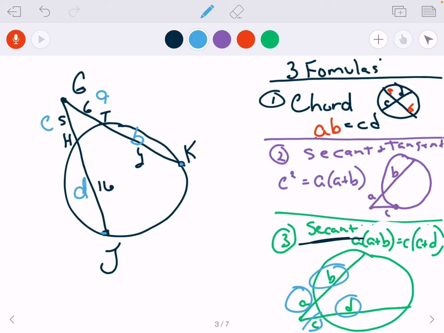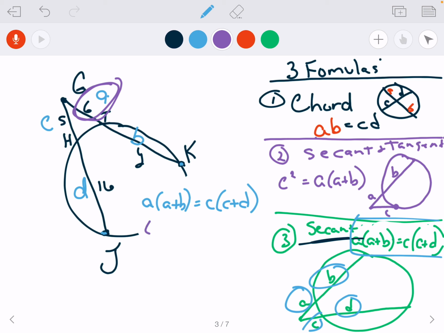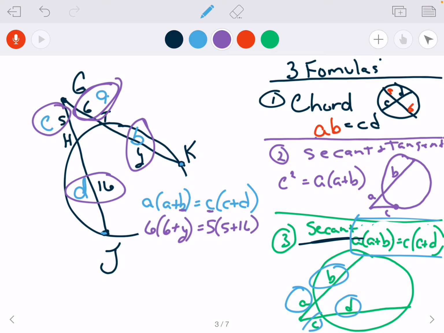So the formula I'm going to use is over here. I'm going to just take away the circle a little bit so I have more room to do my formula. So I have A plus B equals C, C plus D. Again, you need to sketch this or write this down. So then I look for my value of A, which is 6, so 6 plus my value of B, which is Y, times my value of C, which is 5, 5 plus my value of D, which is 16.